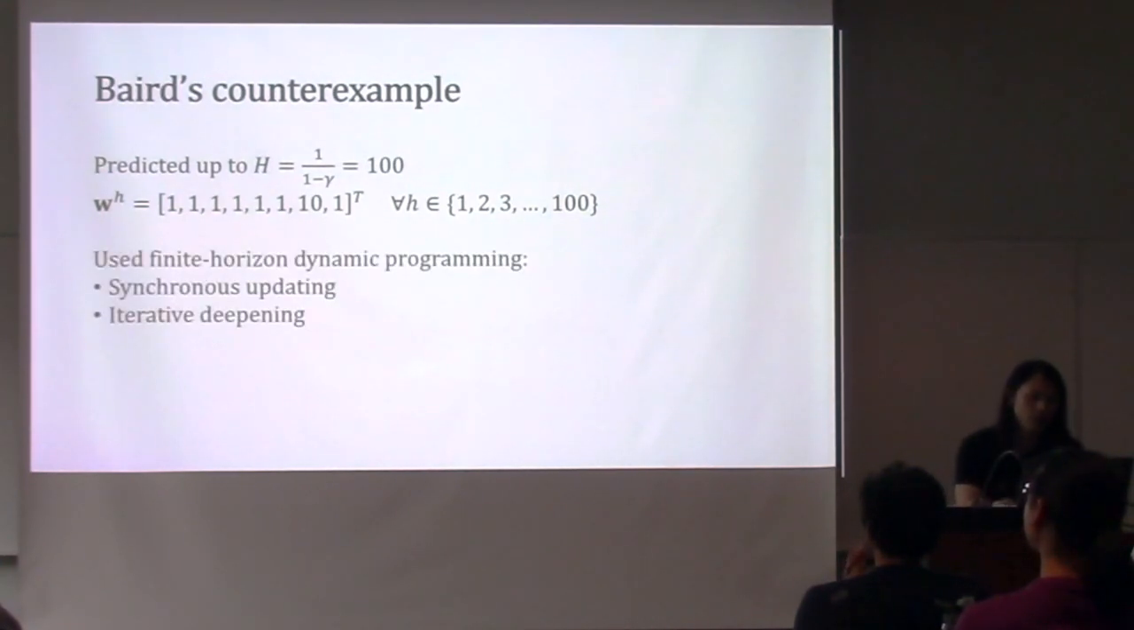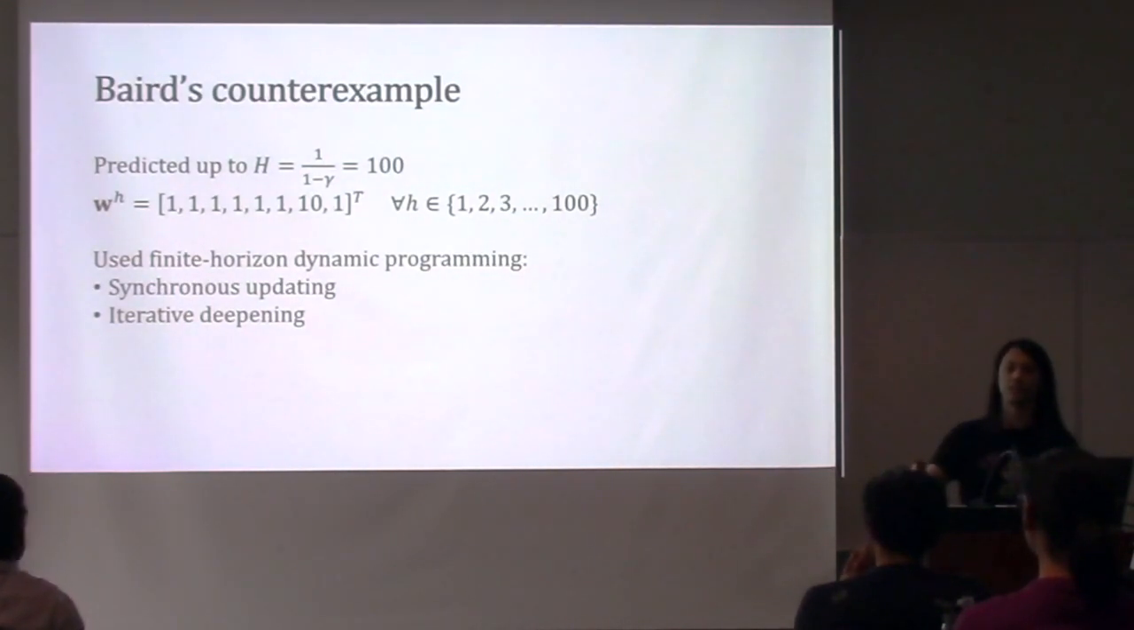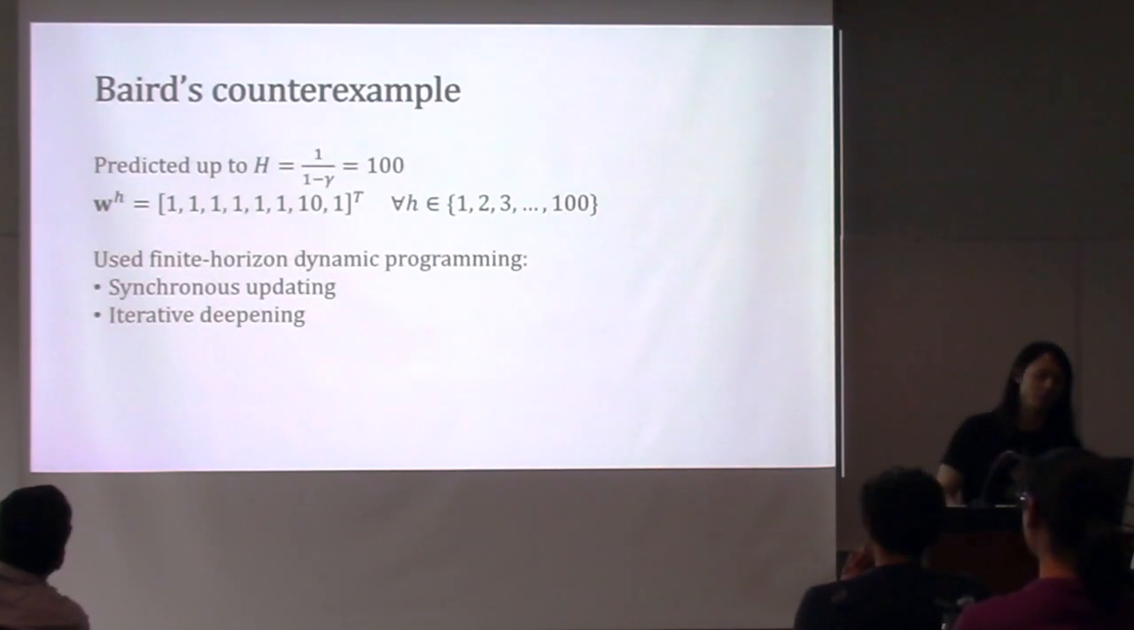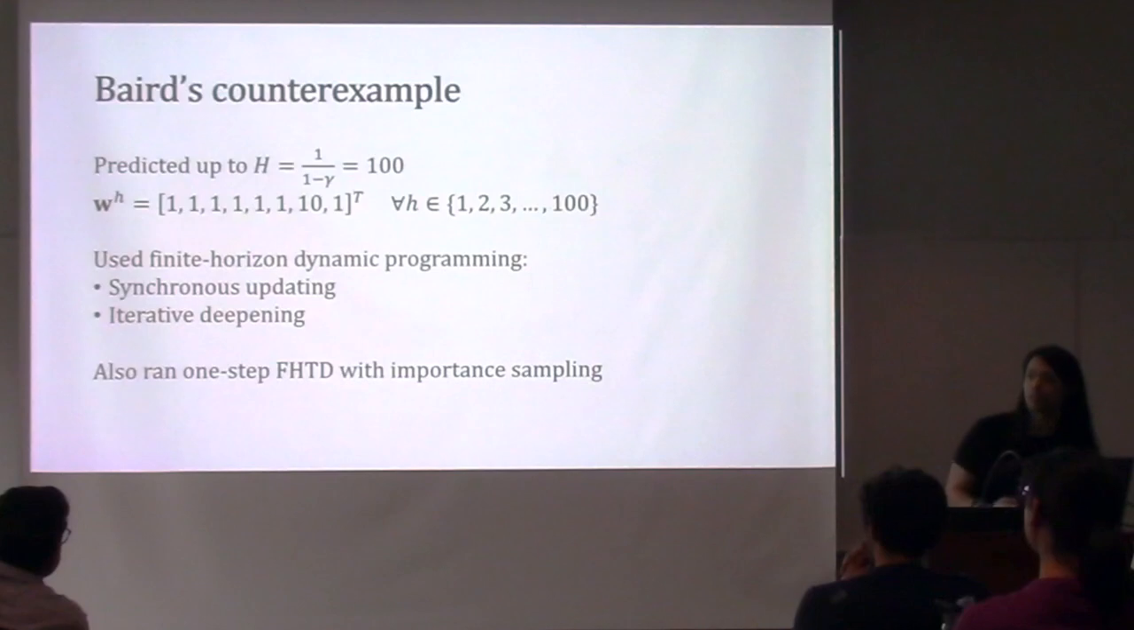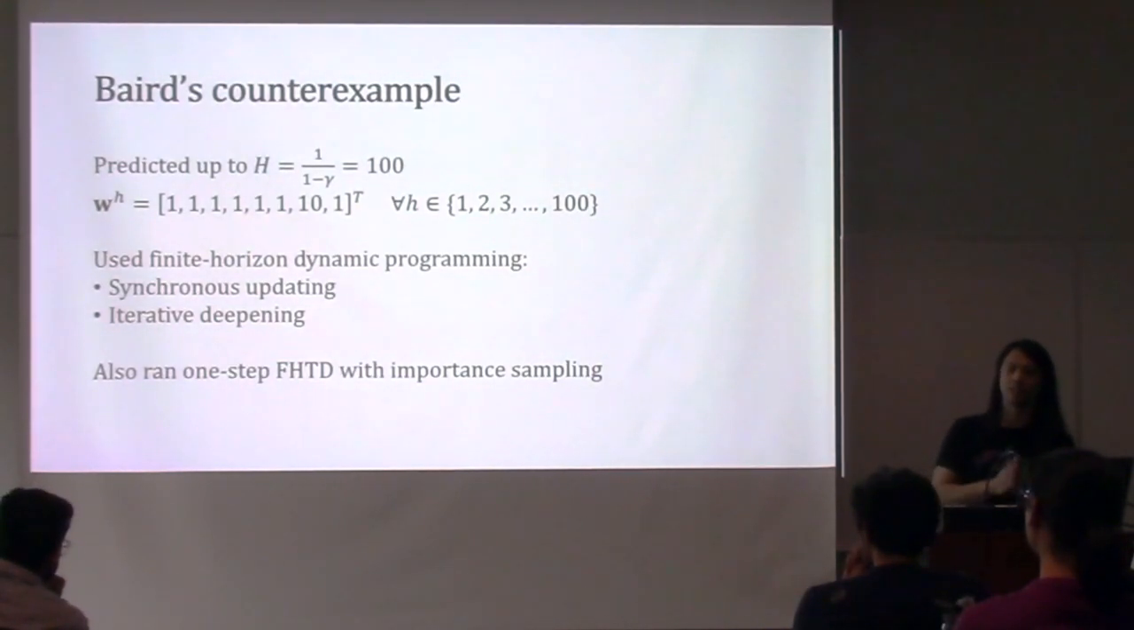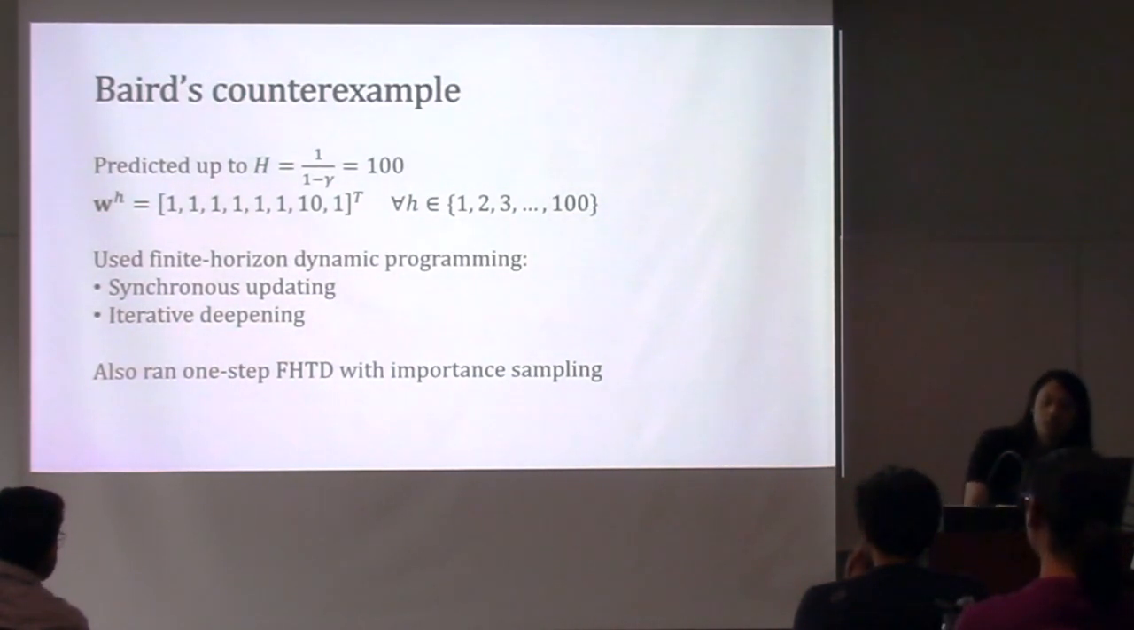And so I first tried finite horizon dynamic programming. I did synchronous updating, where I swept over every state in horizon and performed all the updates synchronously. And then I tried an iterative deepening scheme where I would do some number of updates for one horizon, then move on to the next horizon, do the same number of updates, trying to simulate what happens if you kept specifying new horizons. And then I also ran one-step Finite-Horizon TD with importance sampling to see what happens in an online model-free setting without these expected updates. And importance sampling usually makes things have higher variance and even more unstable.